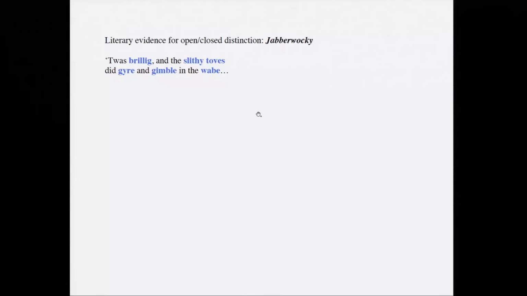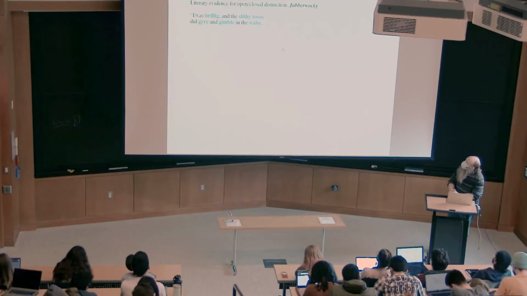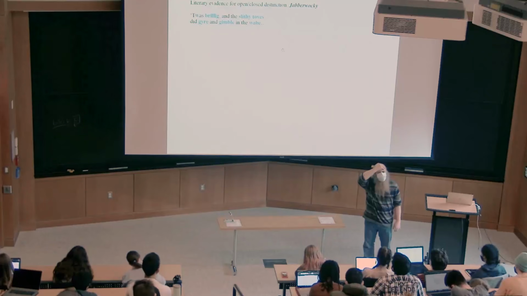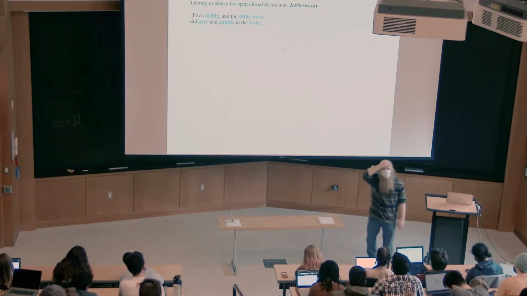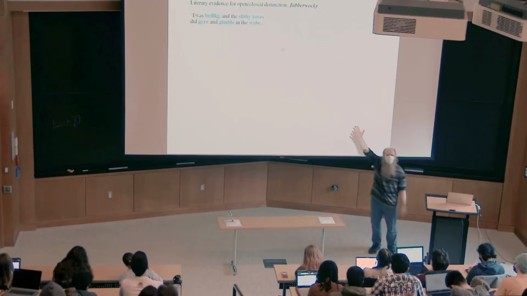Yeah. So 'twas brillig and the slithy toves did gyre and gimble in the wabe. Those blue things, they're all open class. They're nouns and verbs and adjectives. So adjectives like brillig and slithy, nouns like toves and wabe, and verbs like gyre and gimble, yeah? And the poem only works because we're sort of open to the possibility that there are open class nouns and verbs and adjectives out there that we don't know. So that's the sense in which you can make sense of this poem.